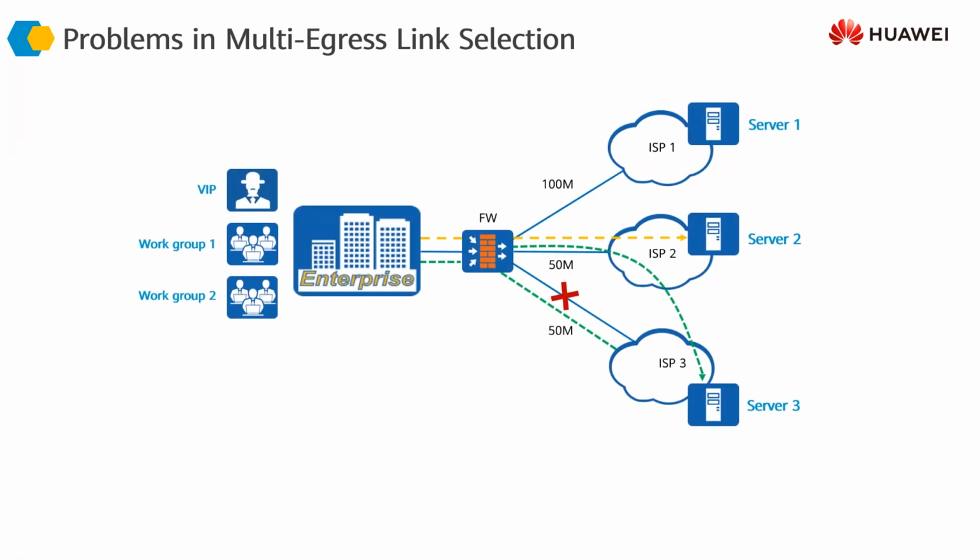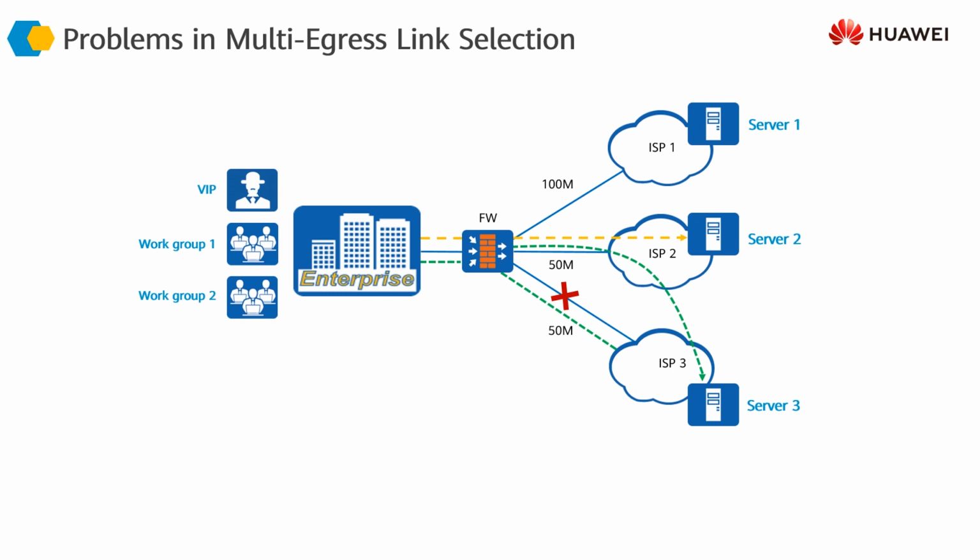So first off, let's take a look at the situation where we've got multiple egress links, that is multiple outgoing links going from our network towards the internet through different ISPs. For example, if we have three ISPs here, ISP 1, 2 and 3, and we are connected to these ISPs using links of varying bandwidth, there could be different challenges that we could face. And how does intelligent uplink selection provide us solutions to those challenges?